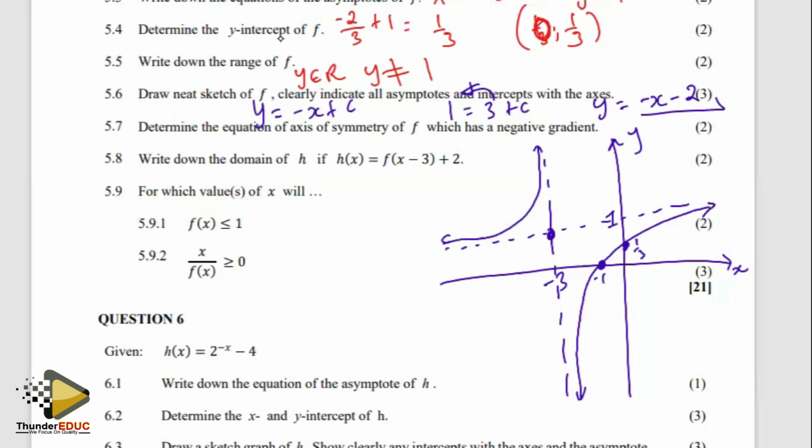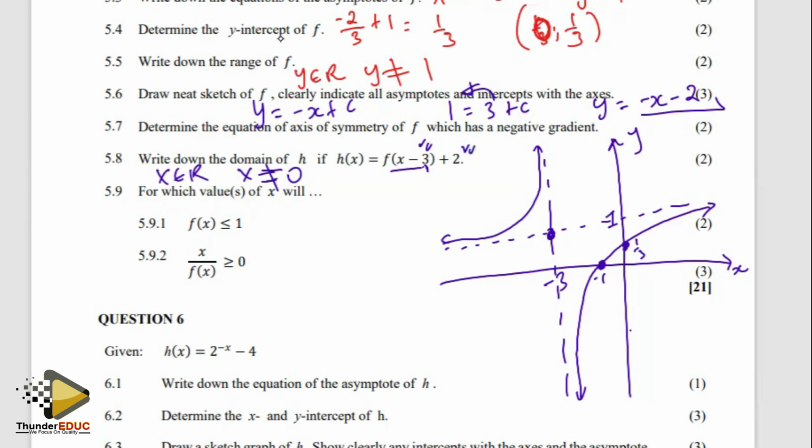Then write down the domain of this function. What's happening is that this graph is being moved 3 units to the right. So if we move it 3 units to the right, this asymptote is now going to be on the y-axis. So we're going to say that x should be an element of real numbers. x should never be 0. This 2 does not affect the domain.